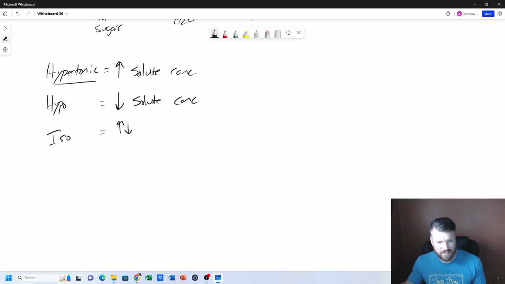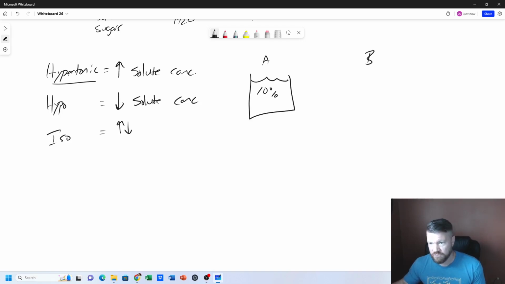So just being consistent, I'll draw up and down. And so then if we look at that in the real world, right? So let's say I have solution A, right? And it is 10%, whatever. It could be salt, sugar, it doesn't matter. And I have solution B, right? And it is 20%. Again, it has to be the same thing. So these would be salt solutions. Solution B would be hypertonic because it has a higher solute concentration. Solution A would be hypotonic because it has a lower solute concentration.